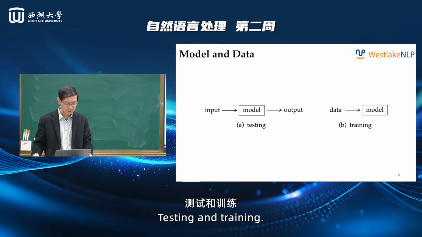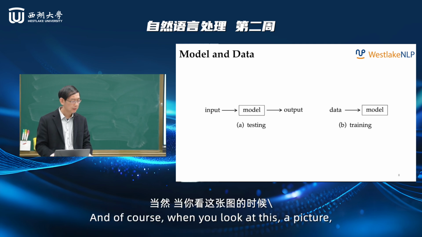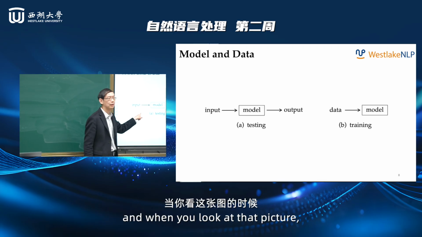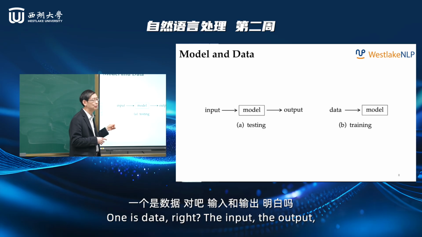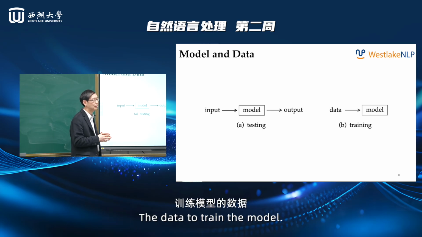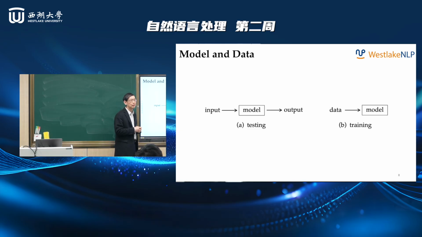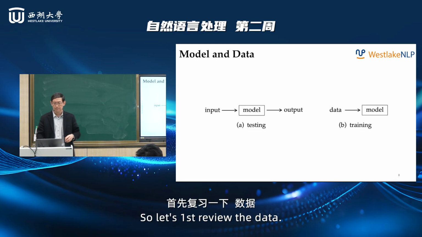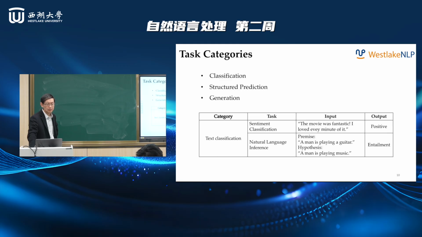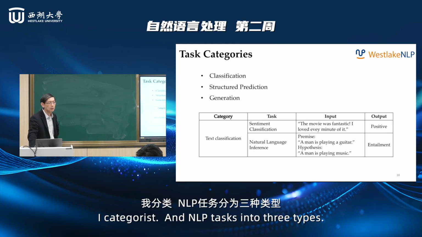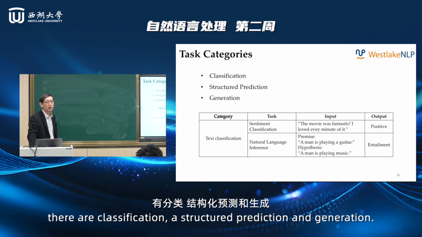Okay, testing and training. And of course, when you look at this picture and when you look at that picture, there are only two important things. One is data, right? The input, the output, okay, the data to train the model, and the other is the model, all right? So let's first review, okay, the data. Okay, what kind of data are we going to play with in this whole course? I categorize NLP tasks into three types. There are classification, structured prediction, and generation.